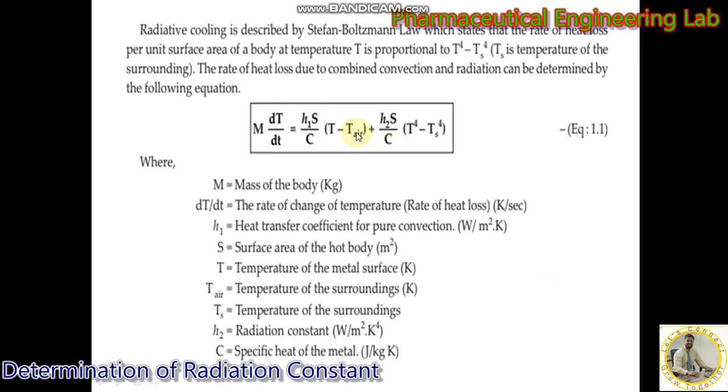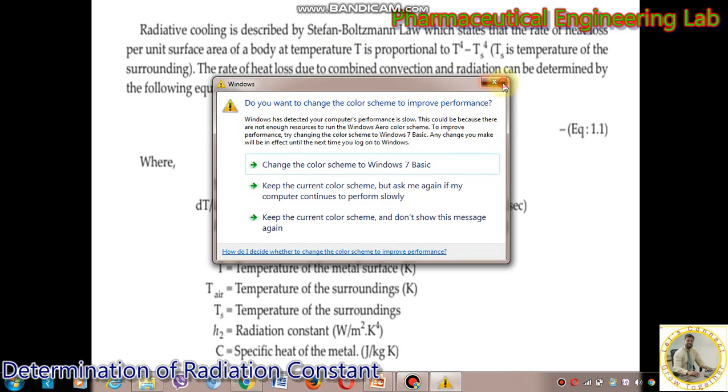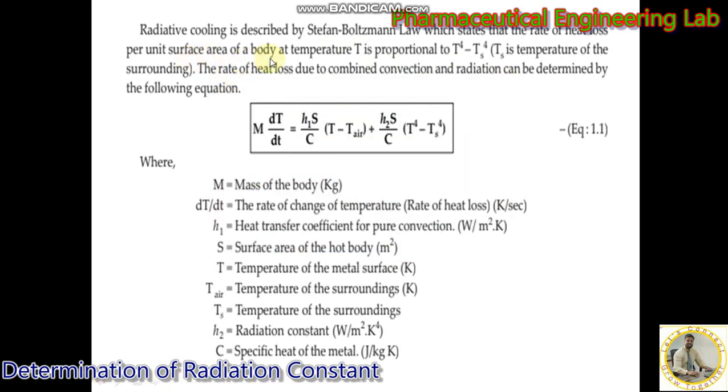Now this is a very important formula. The radiative cooling is described by the Stefan-Boltzmann law, which states that the rate of heat loss per unit surface area of a body at temperature T is proportional to T raised to 4 minus Ts raised to 4, where Ts is the temperature of the surrounding. The rate of heat loss due to combined convection and radiation can be determined by this formula, which represents the heat transfer by convection and radiation, but we are only discussing radiation, that's why we will not consider this part, we will consider only this part.